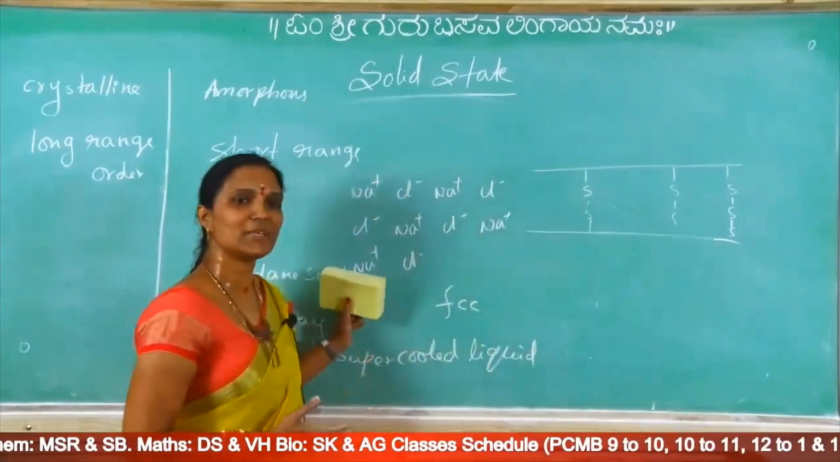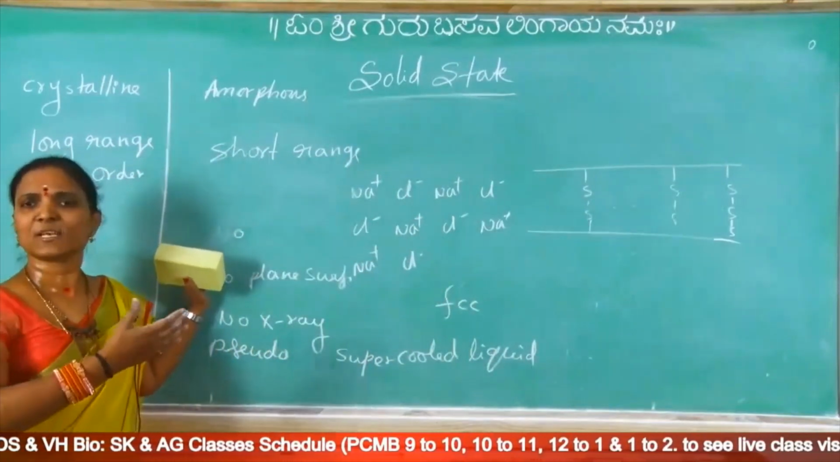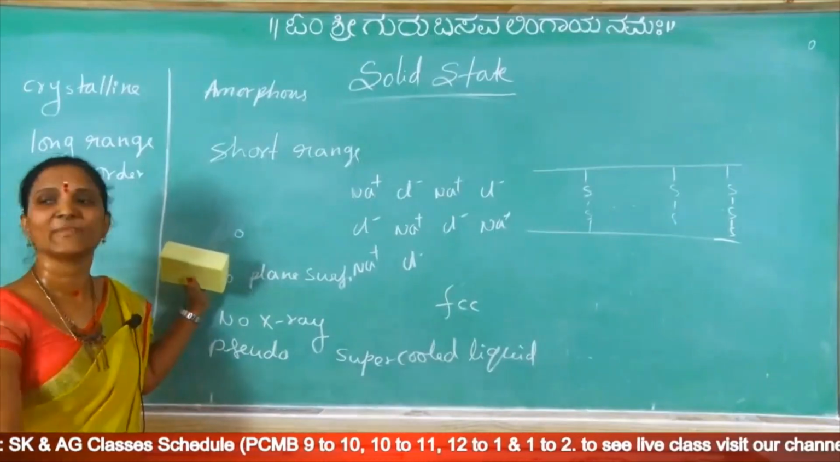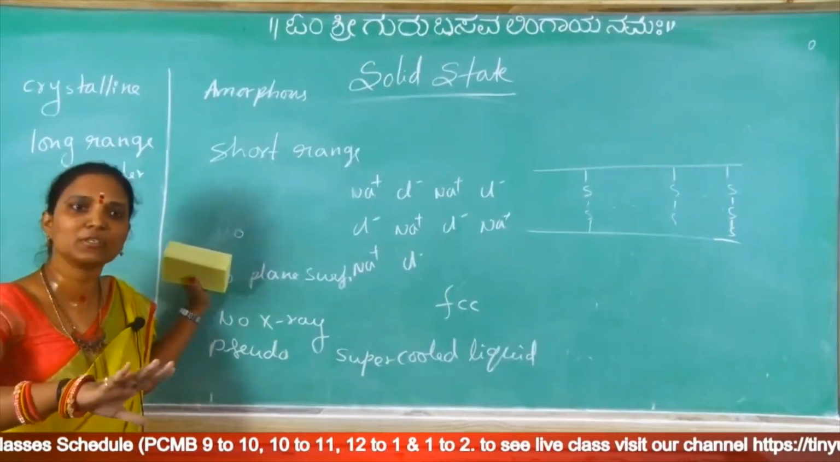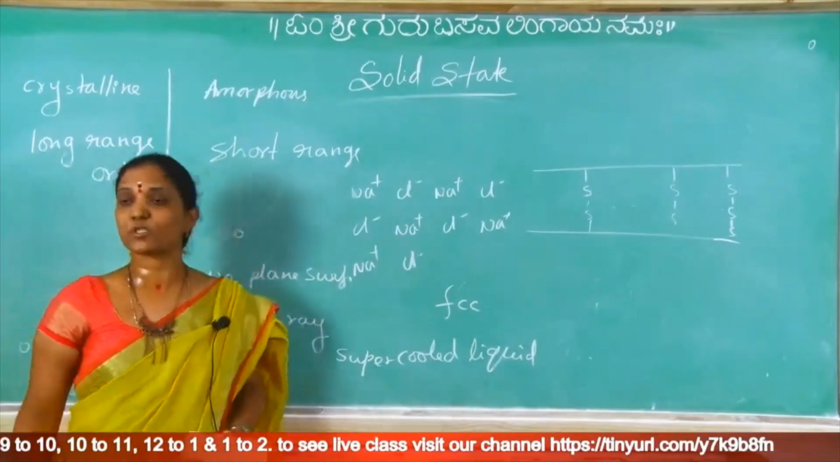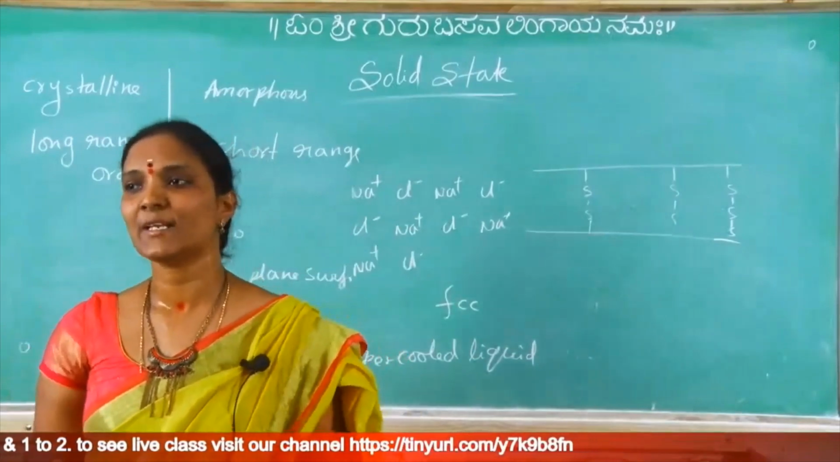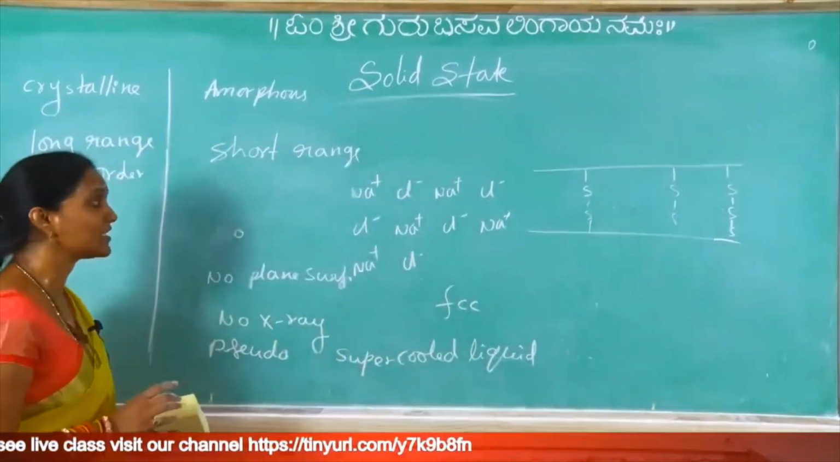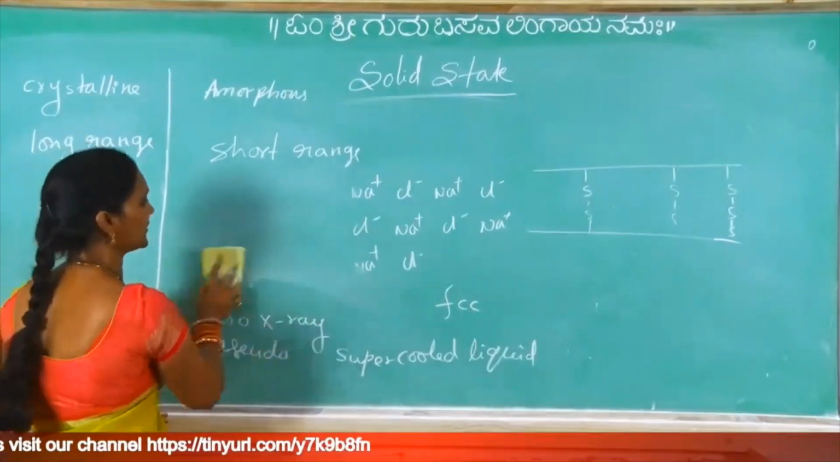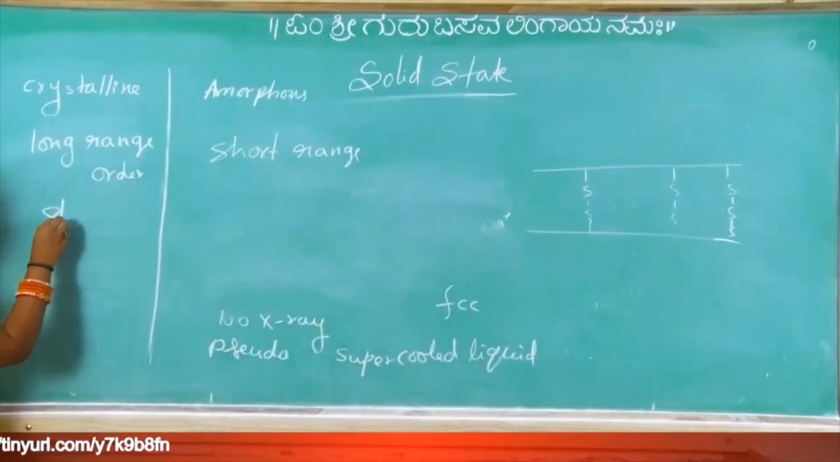So long range order means perfect arrangement throughout the crystal. Short range order means sometimes we get regular, sometimes irregular, not an exact structure throughout the substance. So which one has short range order? Amorphous. And long range order is crystalline. So crystalline has long range order, amorphous has short range order. And next, crystalline solids have a sharp melting point.